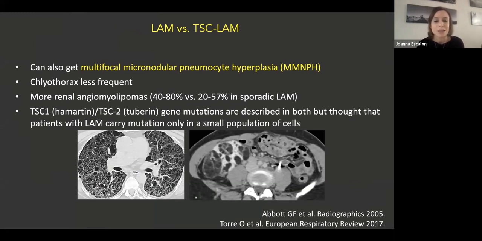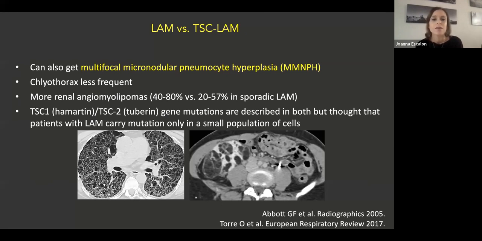This, quite honestly, is not something that we're going to diagnose on CT. It looks to us just like little nodules. But if on pathology they diagnose LAM and see these MMNPHs, then it's always somebody with tuberous sclerosis. That doesn't happen. Those don't form in patients with just LAM. Chylothorax is less frequent in patients with tuberous sclerosis, but they more often get renal angiomyolipomas.